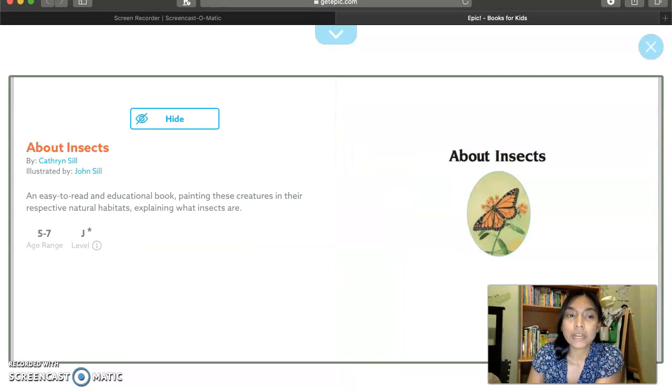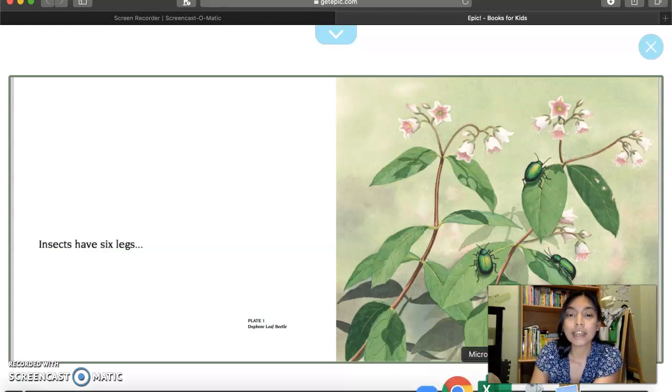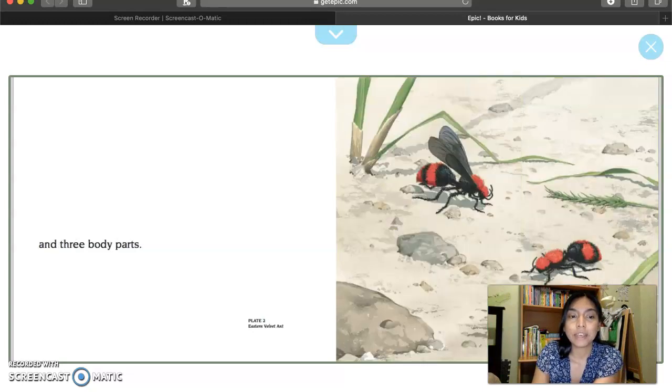So it says about insects. Insects have 6 legs. So that's something that we said. The song also mentioned it. So insects have 6 legs. We see a little beetle right there on the leaves, and they have 6 legs. And 3 body parts, just like the song said, a head, a thorax, and an abdomen. And here we have another insect on the ground.